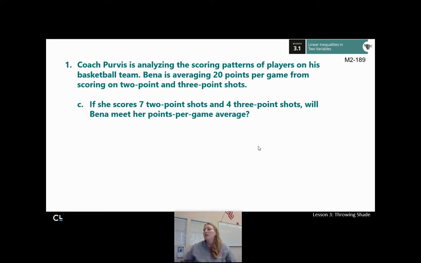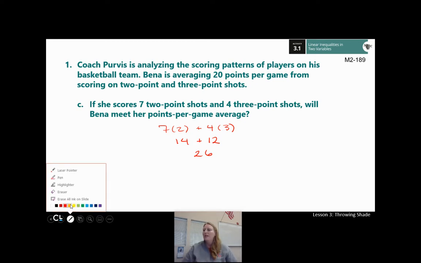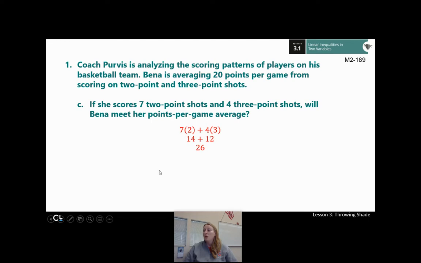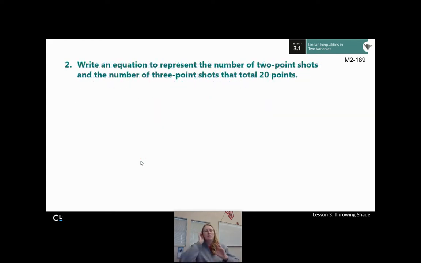And of course, we have a third situation here. Let's say she's still scoring 7 2-point shots, but now she's upped her game a bit and is scoring 4 3-point shots. Way to go, Benna. So 7 times 2 is 14, plus 4 times 3, which is 12, and 14 plus 12 gives us 26. So she won't just meet it. If she scores 7 2-point shots and 4 3-point shots, she'll actually exceed her 20 points per game average. Well done. All right, so we've just been plugging things in.